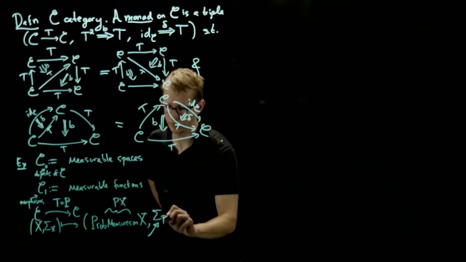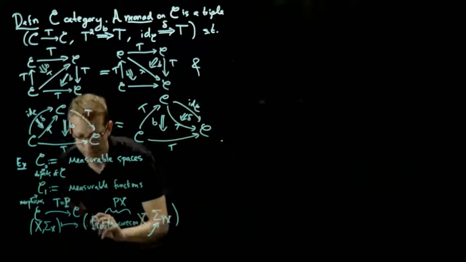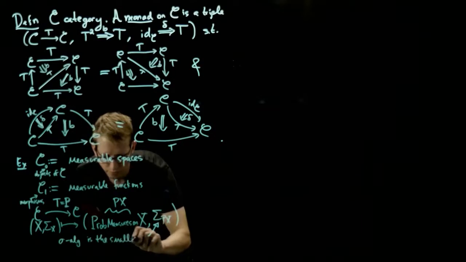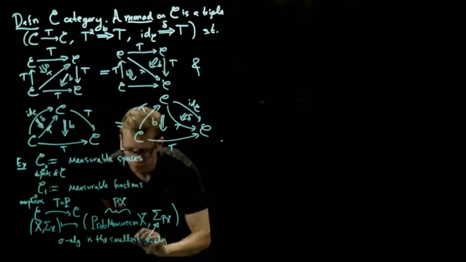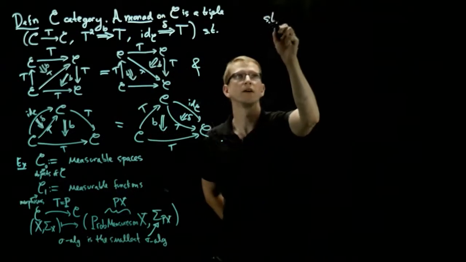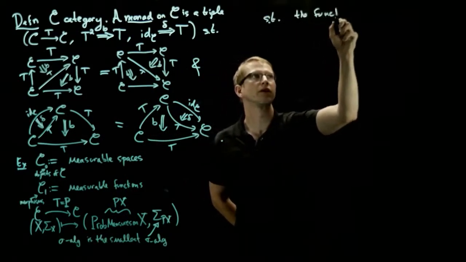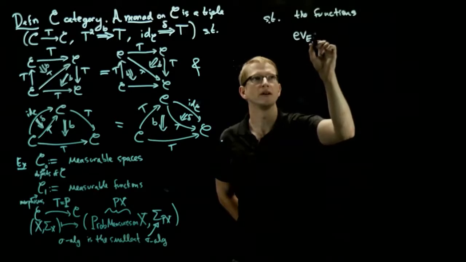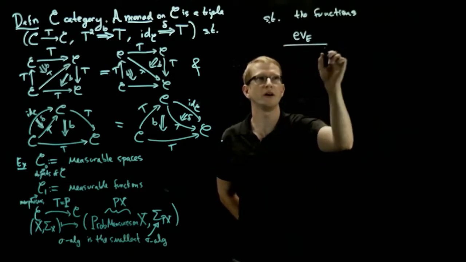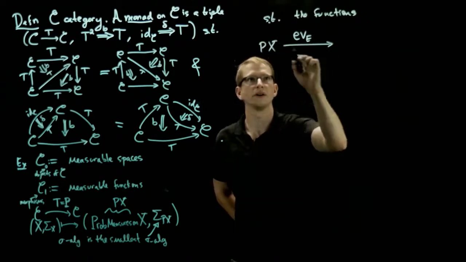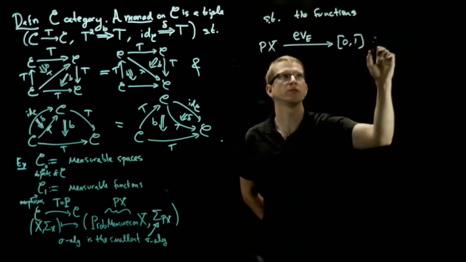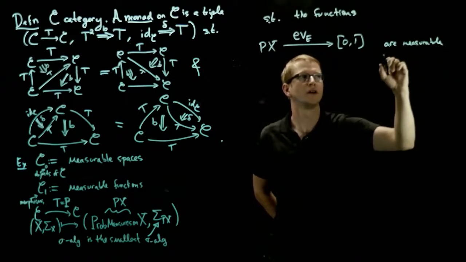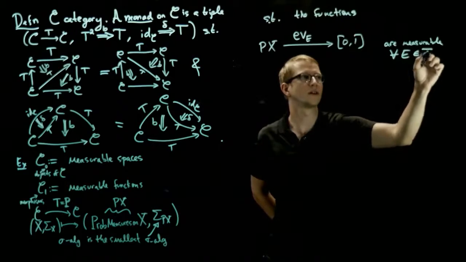I don't know what to call it, sigma Px, I guess. And the associated sigma algebra is the smallest one such that the evaluation functions, given any measurable subset E, which is a measurable function on the space of probability measures on X, are measurable for all measurable subsets of X.